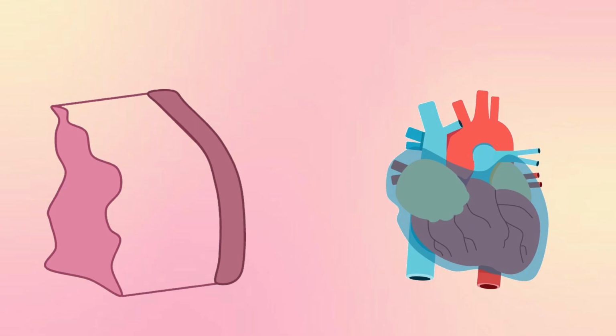The heart is surrounded, protected, and held in place by a membrane called the pericardium. The fibrous pericardium prevents overstretching, provides protection, and anchors the heart in place. The pericardium also produces fluid that lubricates the heart, reducing friction as it beats.